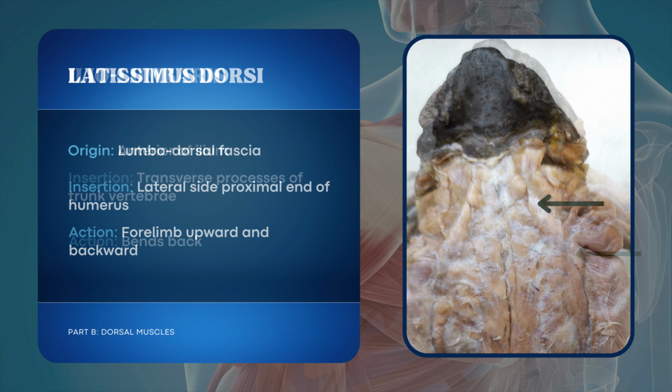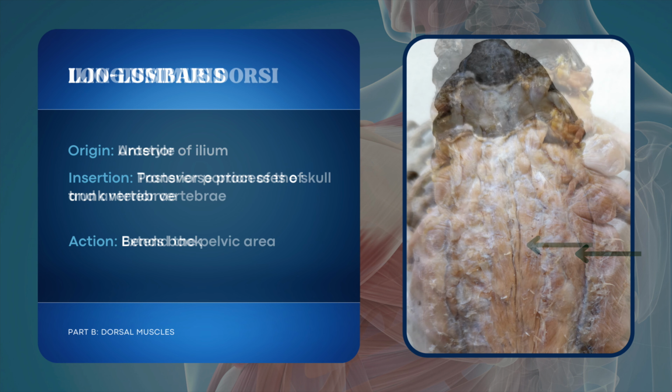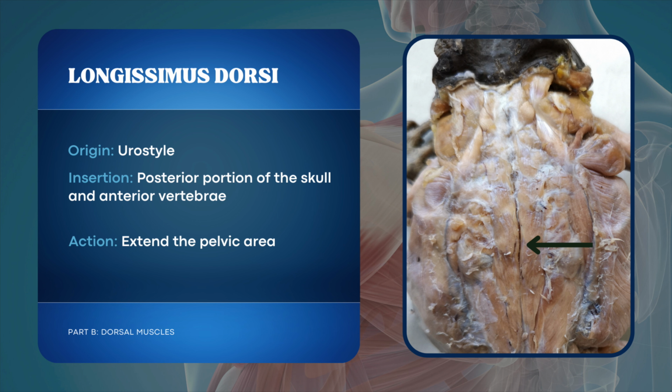backward. Then, we have iliolumbaris, which is located on the anterior of ilium. It is inserted on the transverse processes of trunk vertebrae and it bends back. Next is longissimus dorsi, which is found on the urostyle. It is inserted on the posterior portion of the skull and anterior vertebrae and it extends the pelvic area.